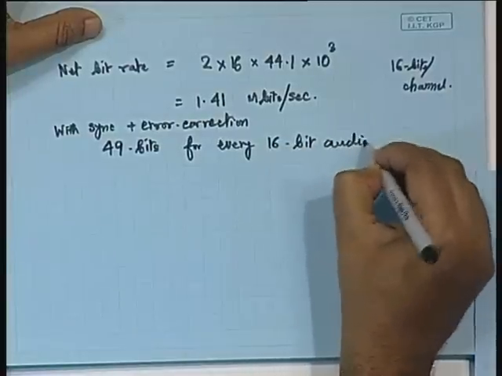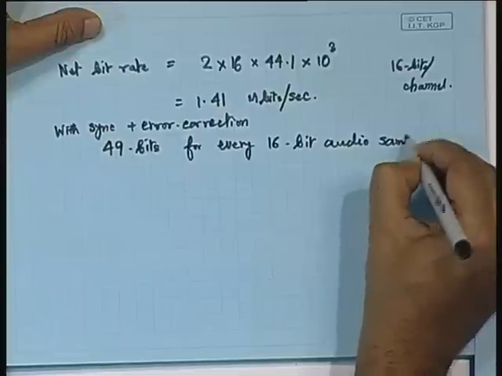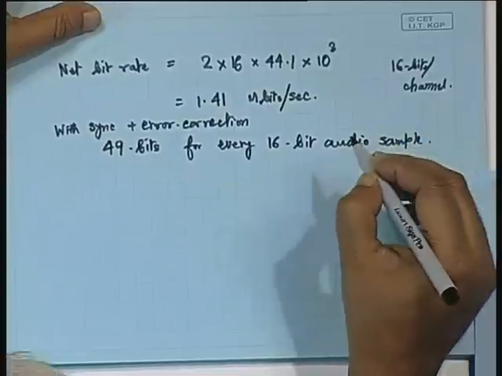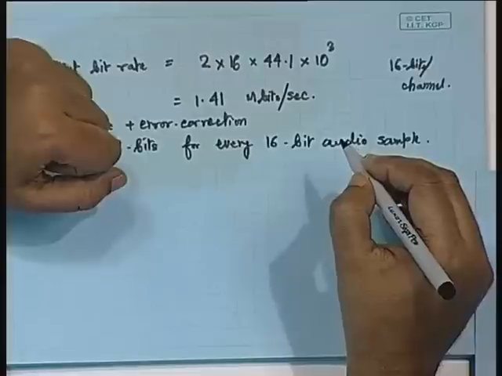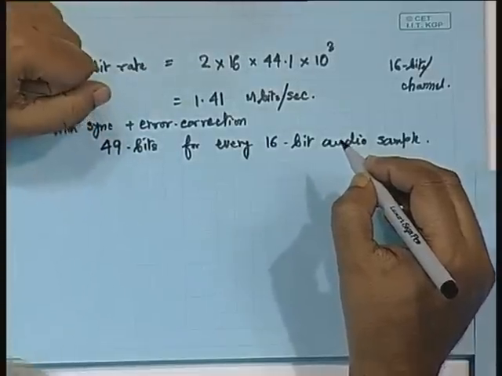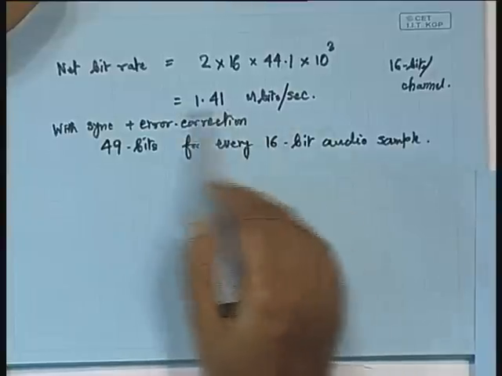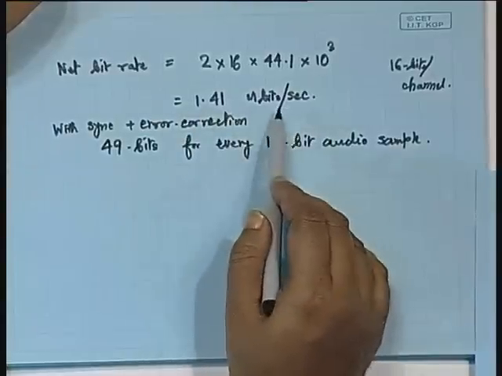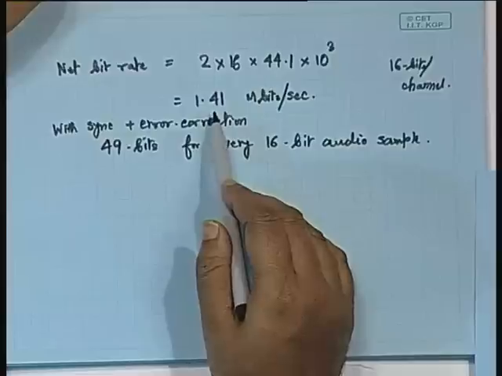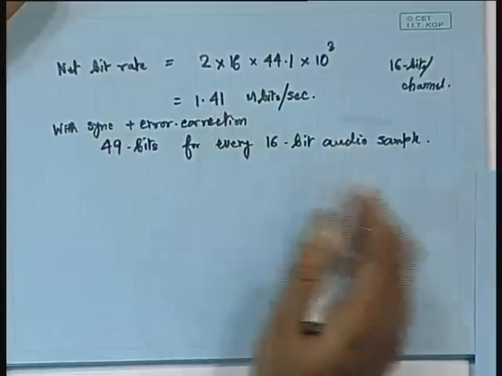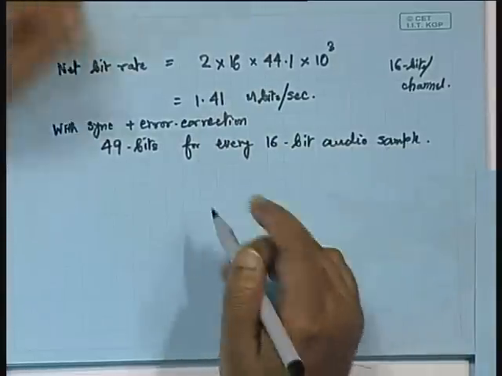So, you can be sure that the actual bit rate or the total stereo bit rate requirement should be around 3 times of this. So, we should expect, here it was 1.4. So, we can expect in the order of 4.2 megabits per second.